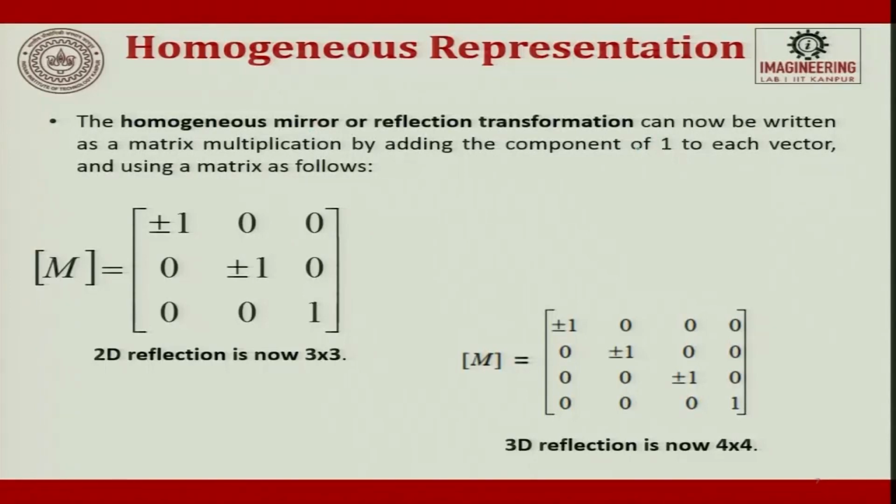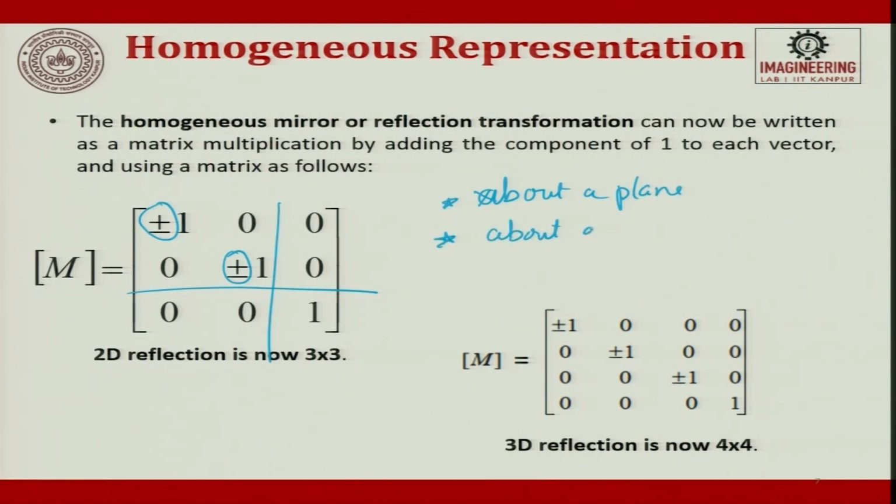When we talk about mirroring, again in the same way, we can have plus or minus depending upon the value. As I told you, about a plane you can have a mirroring, about a line you can have. Then you will have these plus minus values. Depending on that you choose and then you write it. So, this is the homogeneous mirror or reflection transformation in the homogeneous representation form.